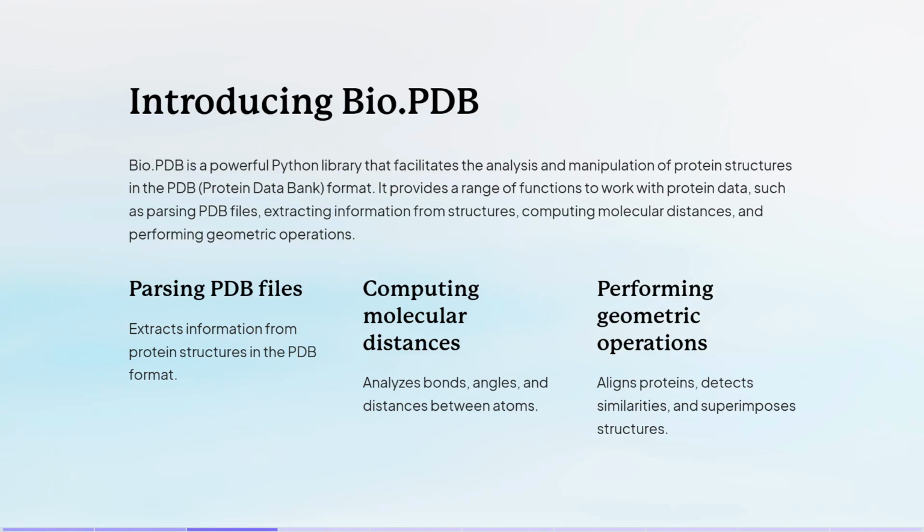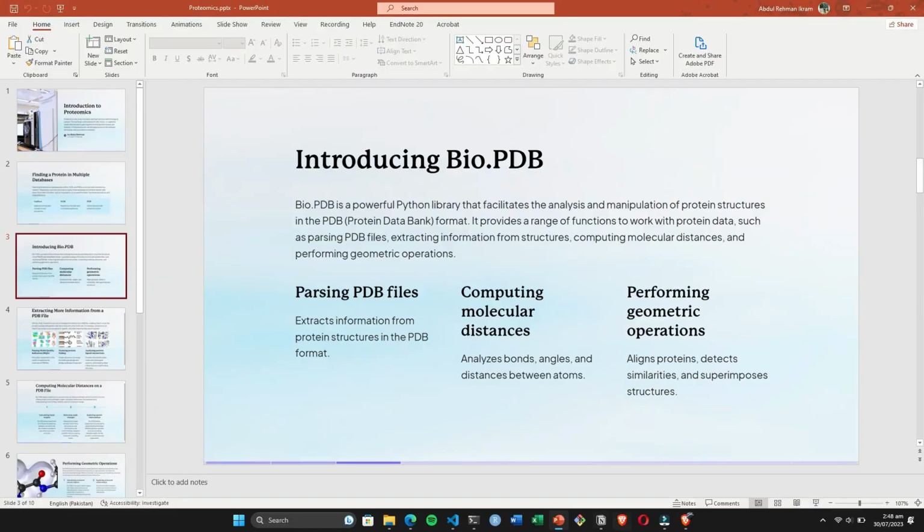It provides a range of functions to work with protein data, such as parsing PDB files, extracting information from the structures, computing molecular distances, and performing geometric operations. Extracting information from structures in the PDB format is called parsing a PDB file. We can also calculate molecular distances, bonds, angles, and distances between atoms. We can also align proteins, detect similarities, and superimpose structures. So let's just move on to this section.